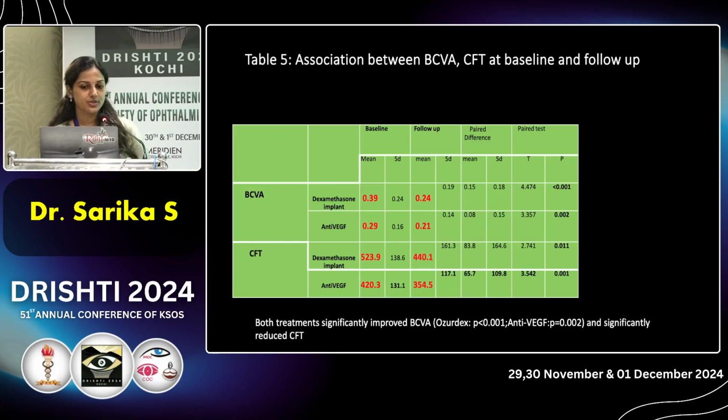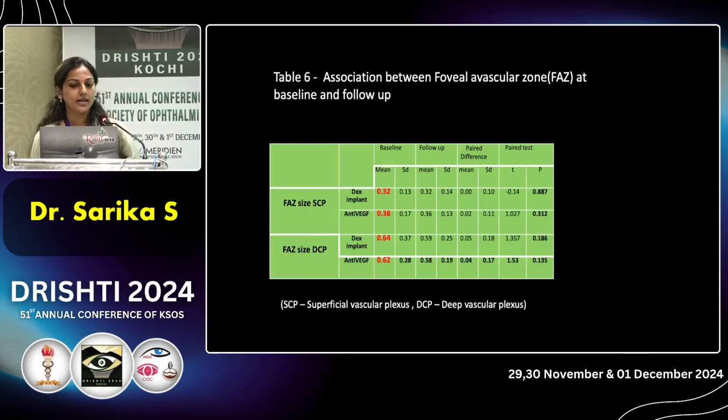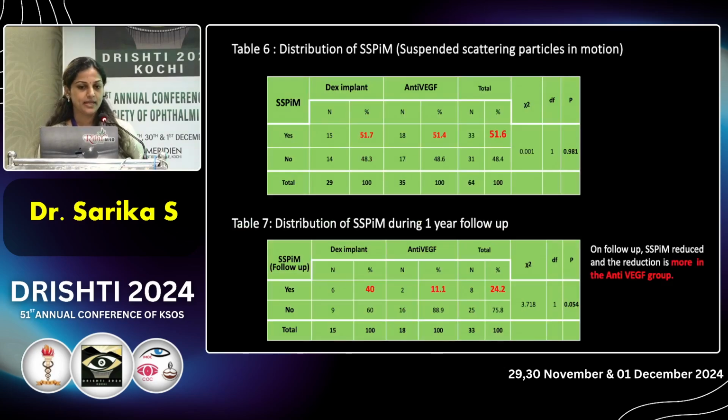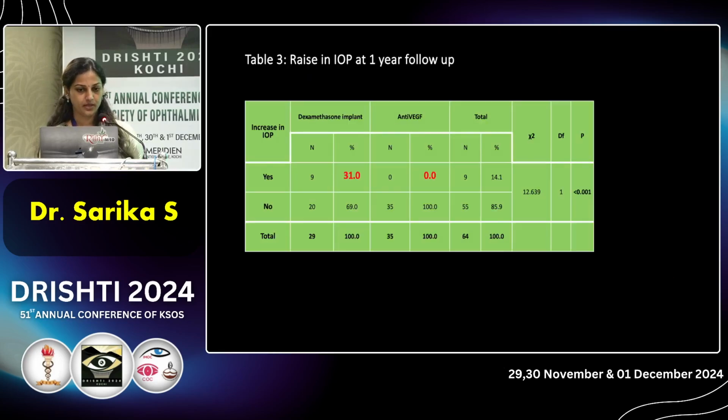Regarding best-corrected visual acuity and central foveal thickness at baseline and follow-up, both treatments significantly improved best-corrected visual acuity and reduced the central foveal thickness. There was no change in the foveal avascular zone from baseline to follow-up, and the deep capillary plexus size was more than the superficial capillary plexus size. The BCVA change and central foveal thickness change were more in the dexamethasone implant group. Regarding the distribution of SSPIM, a total of 51.6% had SSPIM, and on follow-up SSPIM reduced, and the reduction was more in the anti-VEGF group. A raise in IOP at 1 year follow-up was noted in 31% in the dexamethasone implant group and none in the anti-VEGF group.